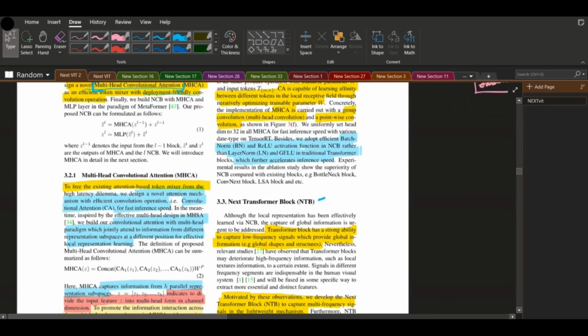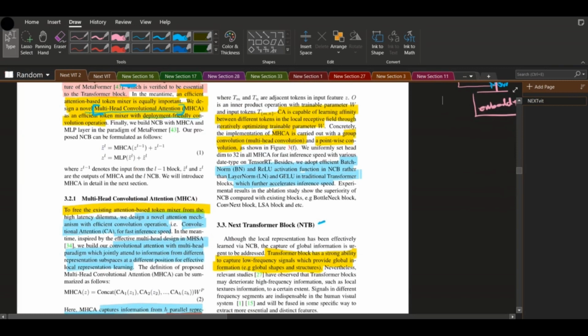Some of these details, they say that besides, we adopted efficient batch norm and ReLU activation function in the next convolution rather than layer norm and GLU in the traditional transformer. So like I said, they realized that layer norm and GLU can actually be a bottleneck towards inference. Some of these small details I'll explain in the code, and we'll see how they work from there. But at the high level, that's how the multi-head convolution works.